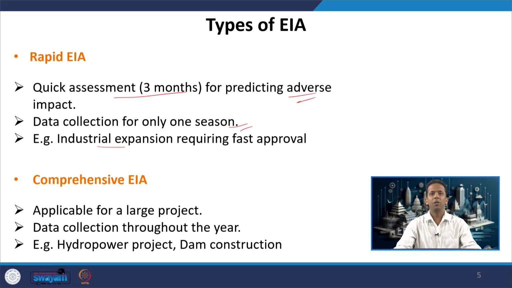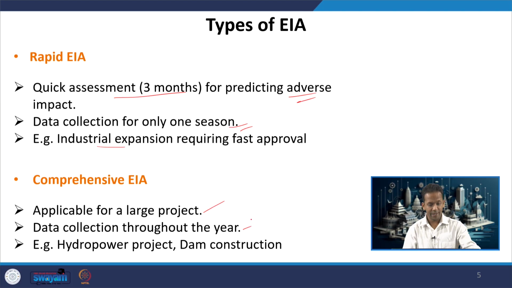Imagine there is already an industry in place or a refinery, and they just want to set up one small unit for some extra chemical using most of the existing facilities. So, such kind of expansion based approvals, they need fast approval. So, they may not need to do comprehensive EIA, because that comprehensive EIA might have been done for the entire refinery already. So, for that one additional unit, they will just go for rapid EIA, and comprehensive EIA is applicable typically for large projects.